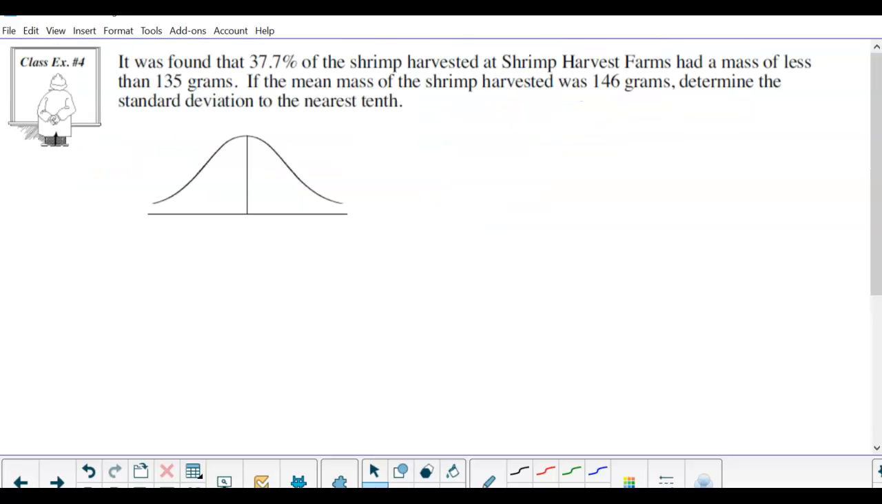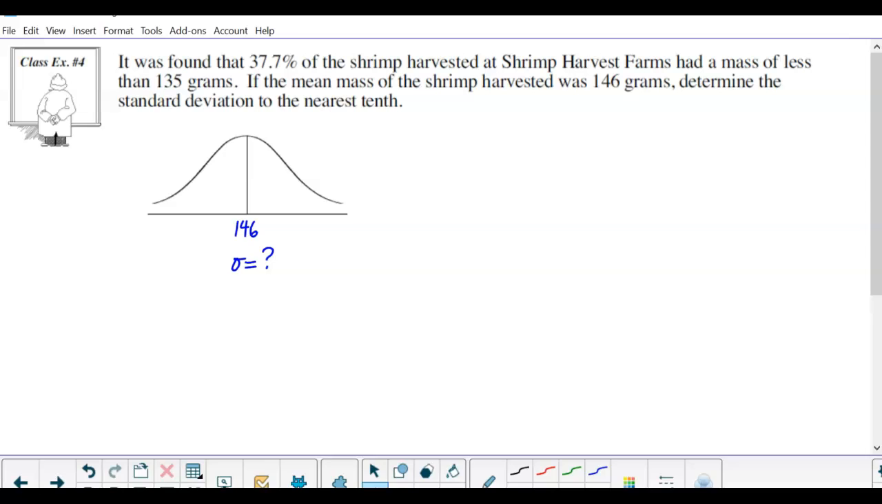It was found that 37.7% of the fruit harvested at Fruit Harvest Farms had a mass of less than 135 grams. If the mean mass of the fruit harvested was 146, determine the standard deviation. Now you don't know all of the information, so we might have to use z-scores in this one. The mean here is 146, but we don't know the standard deviation.